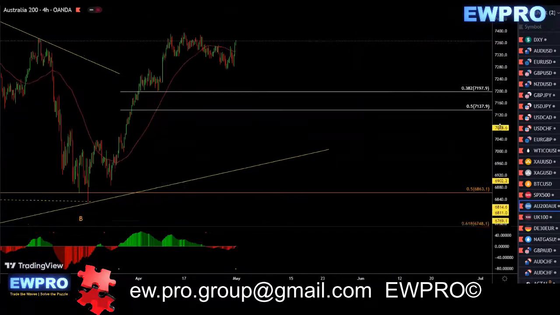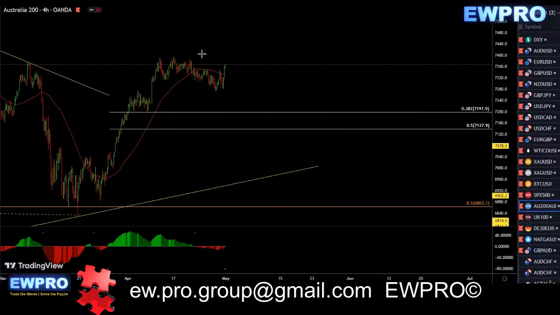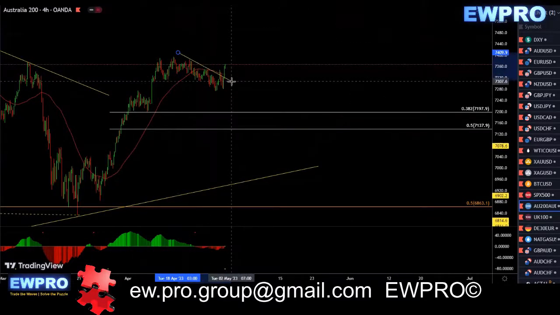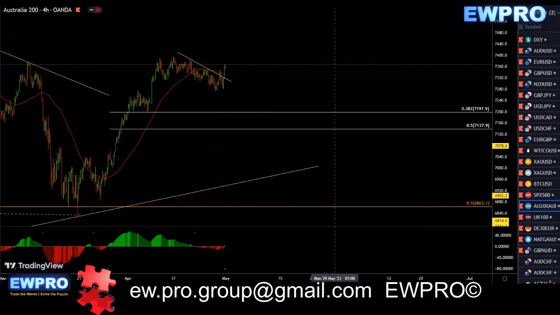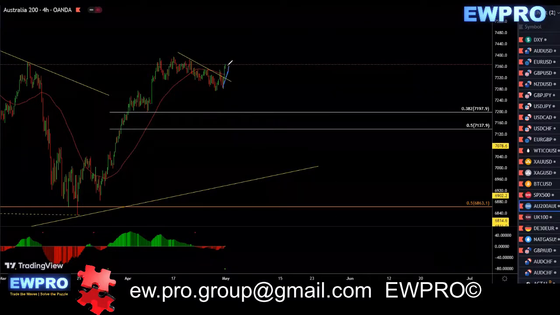Getting this breakout here. So you'd have to go down to the lower time frames and look for a correction in here. And then you could look for the buy.